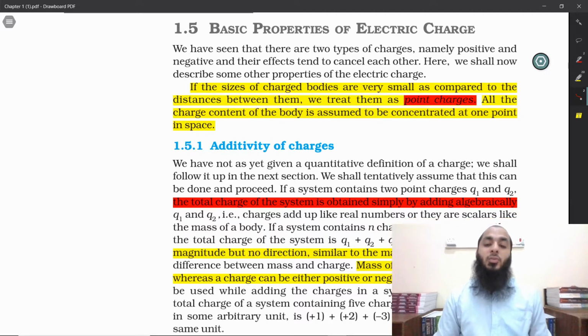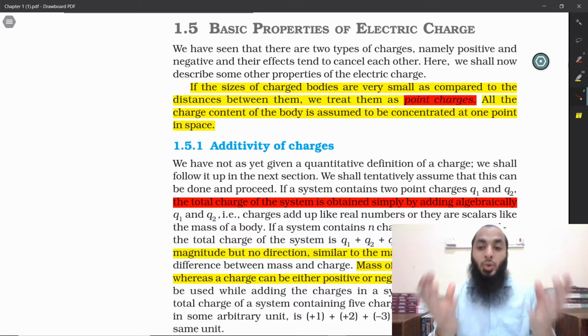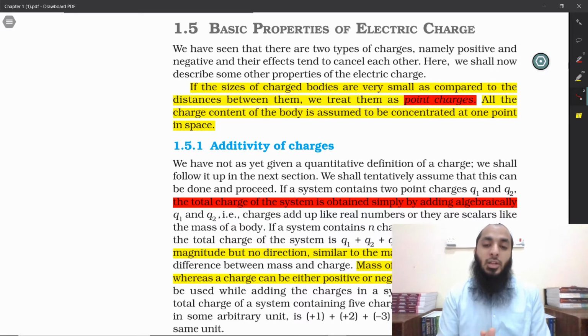What they are saying is we have not defined what a charge is, or we have not told that the unit of charge is coulomb or anything of that sort. We have just told that there is positive charge and negative charge. How much positive charge, how much negative charge, we have not discussed yet, but we will understand that we can give some magnitude to the charges.